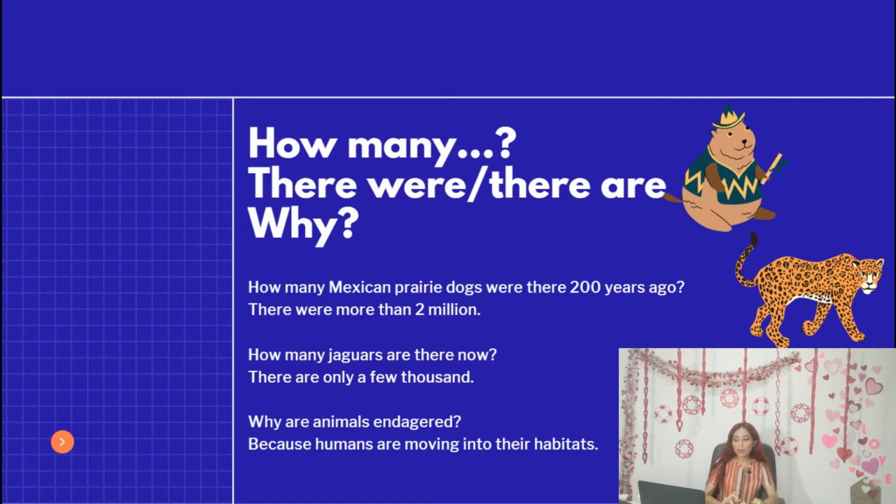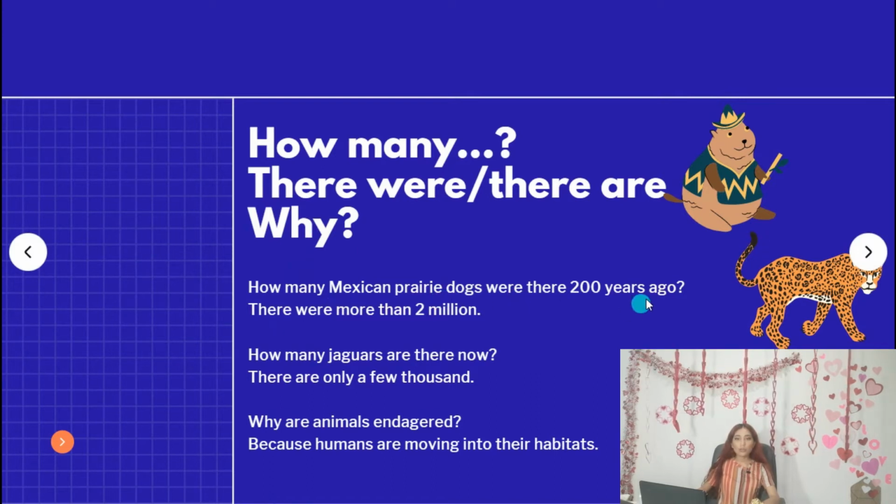So now remember that when you have this question, for example, how many Mexican prairie dogs were there 200 years ago? When it says ago, it means it's past. So it says there were 2 million. That's it. When your question says ago, it means that you are going to use there were in your answer.